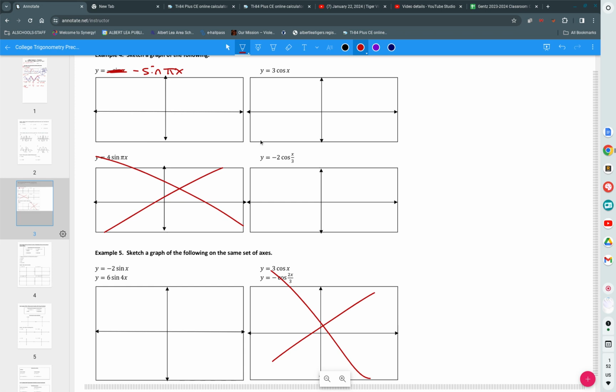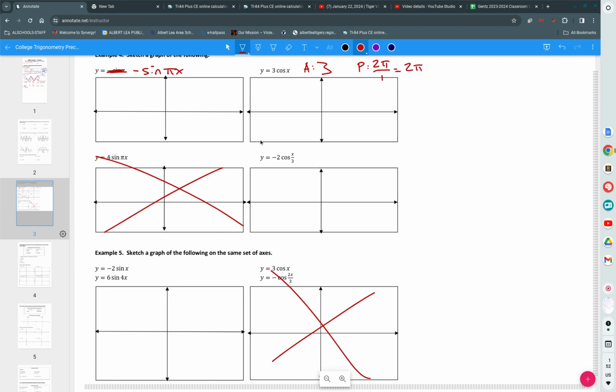So we're going to start with this one right here, 3 cosine of x. We're just going to sketch that graph. And all you're going to do today is identify amplitude and period. Amplitude is the absolute value of a, which will be what? 3. To find the period, you take 2 pi and divide it by what, Nevaeh? 1. Because 1 is the number in front of x, and so you therefore get 2 pi.